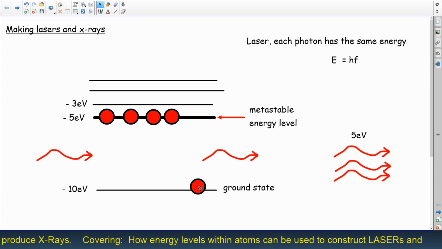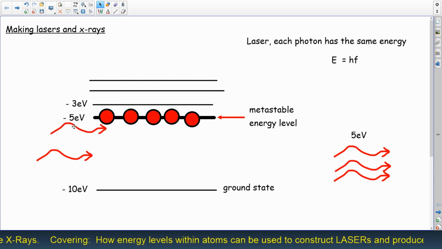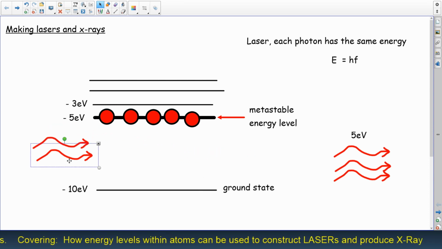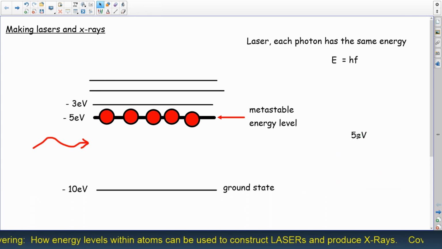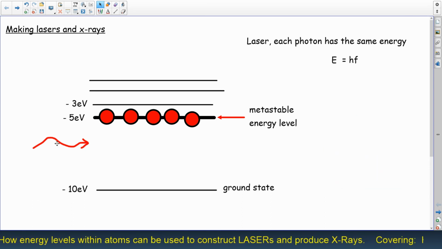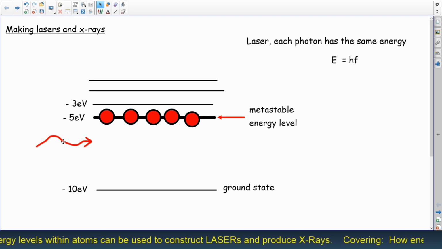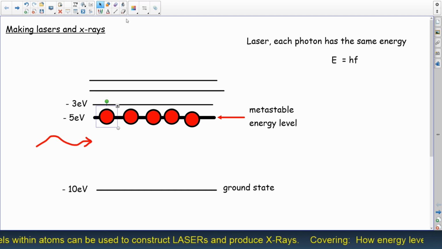Photons have a habit of creating other photons. Photons like being in the same state as each other. They're not particularly big fans of being out of phase and away from each other. So what happens is this.